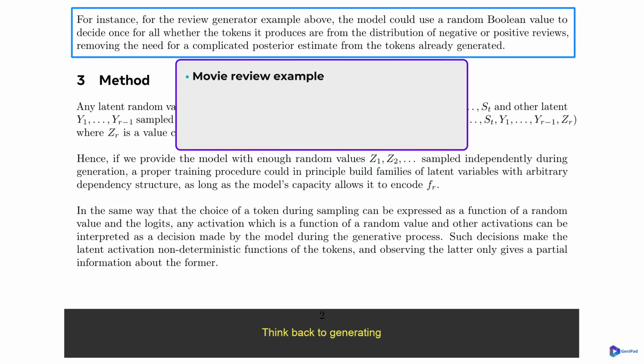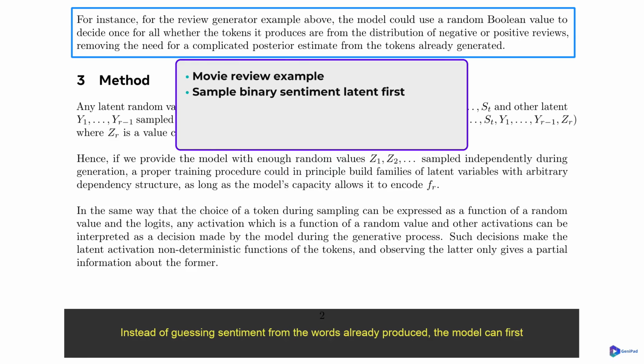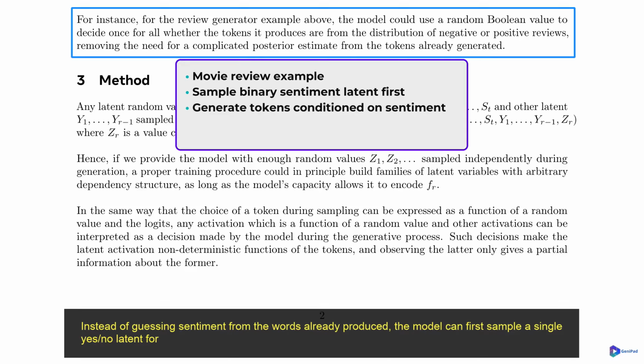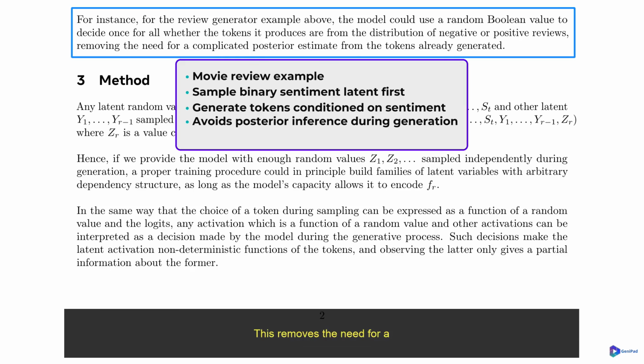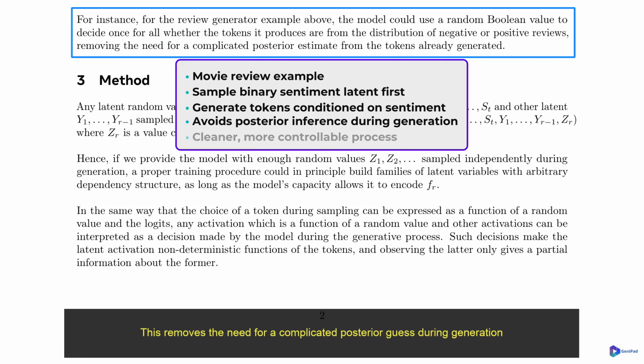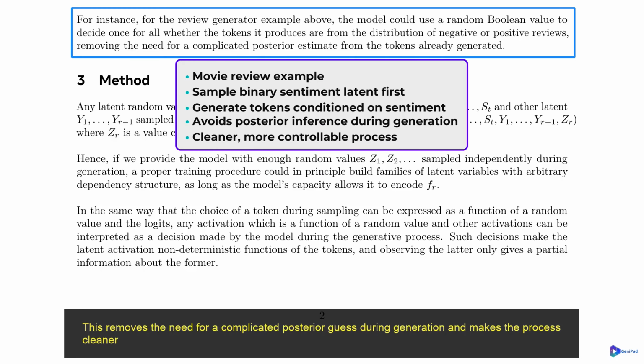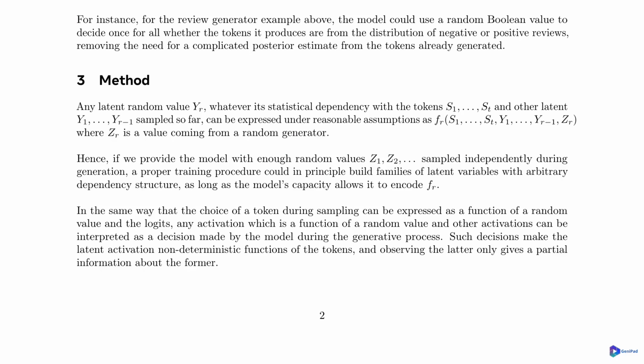Think back to generating movie reviews. Instead of guessing sentiment from the words already produced, the model can first sample a single yes-no latent for sentiment, and then generate all tokens conditioned on that choice. This removes the need for a complicated posterior guess during generation and makes the process cleaner and more controllable.